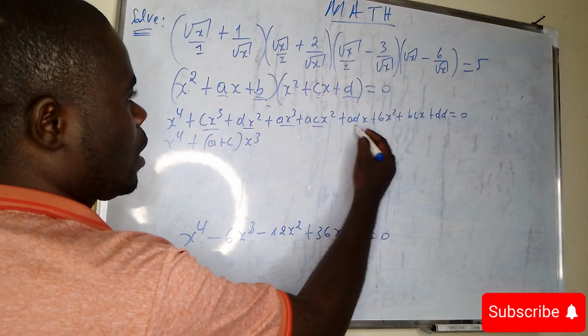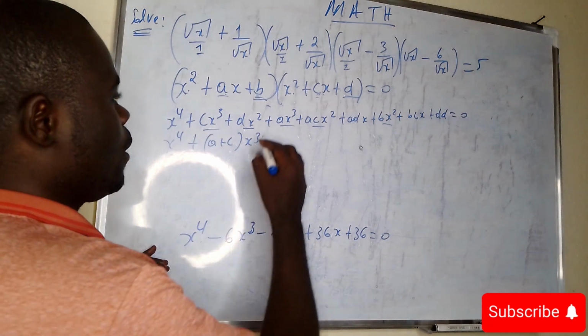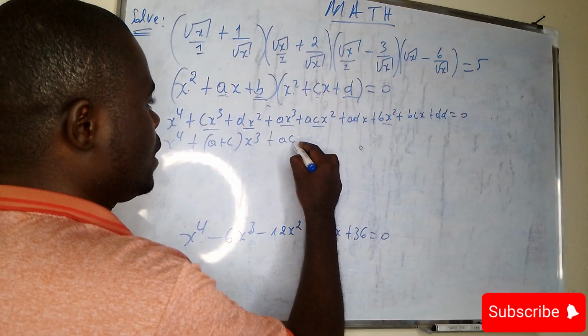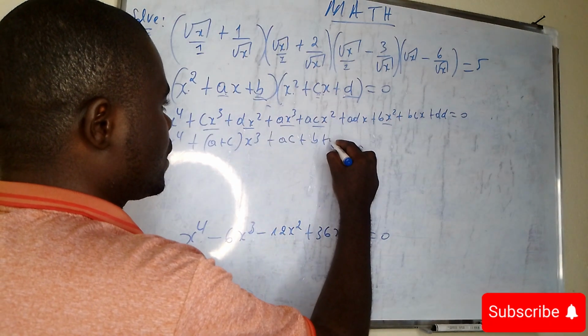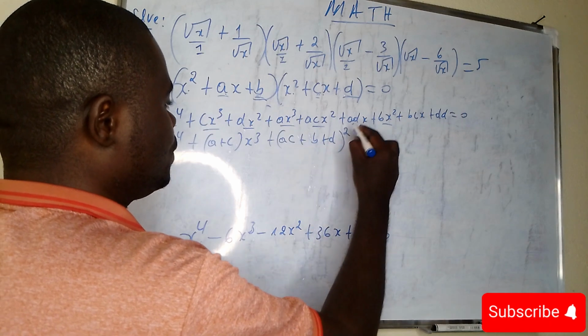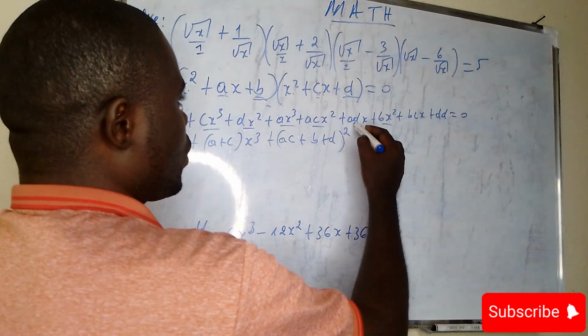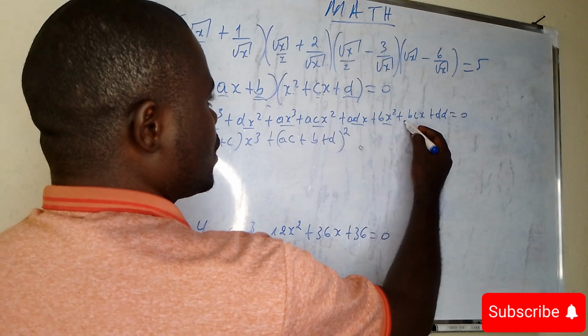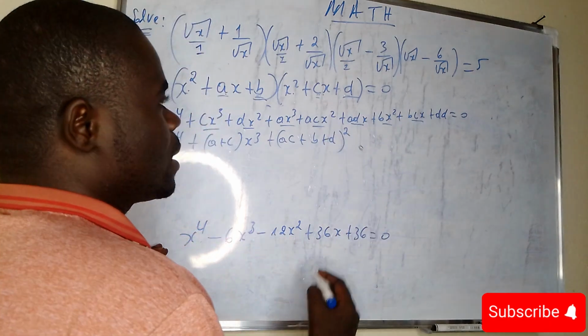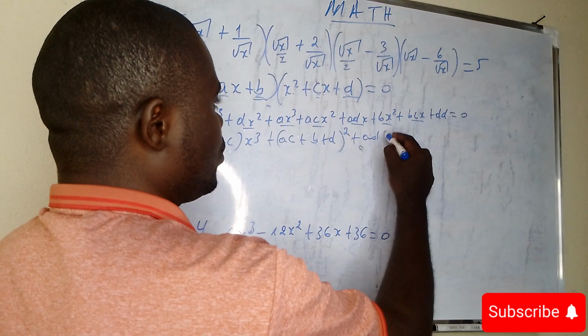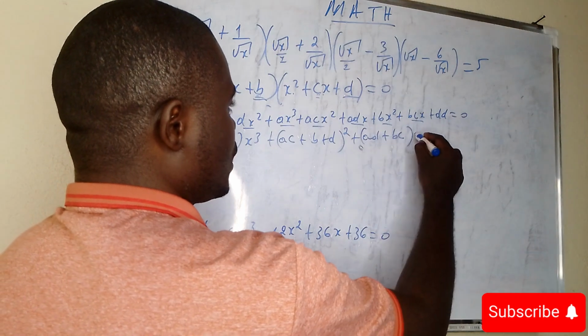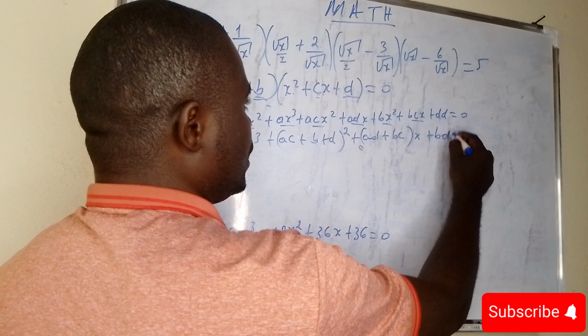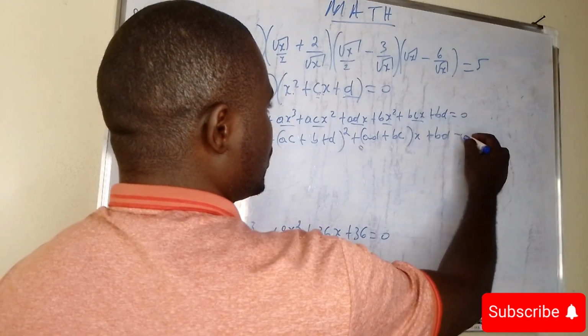This one and this one and this one are with x squared, so we write ac plus b plus d x squared. Now this one and this one are with x, so we add ad plus bc with x, then we add bd, which is equal to 0.